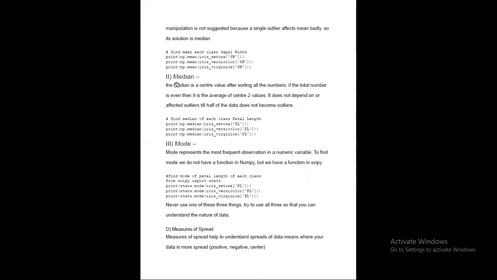Okay. Now look at the other part, that is median. What is median? Median is the center value after sorting all the numbers. Remember the sentence: it is the center value after sorting all the numbers. If the total number is even, then it's the average of the center two values. It is not affected by outliers as long as half of the data does not become outliers.